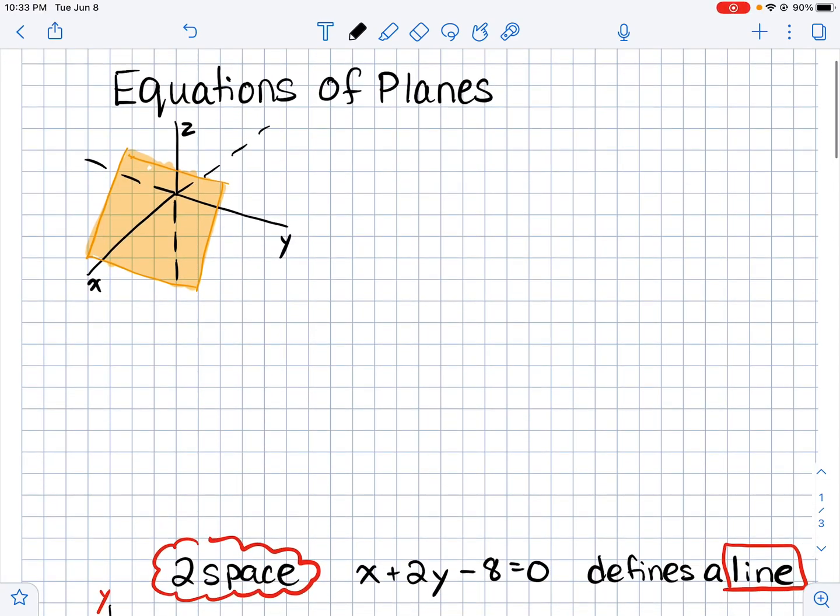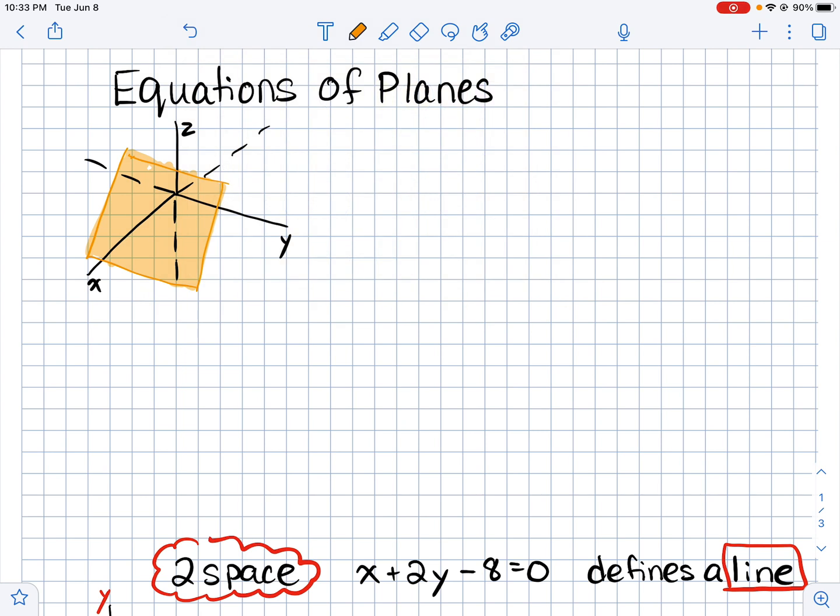Okay, here's a video on equations of planes. So when we're talking planes, we're talking this thing here. We're going to talk about planes in 3 space. So we've got an X, Y, and a Z axis, and this is kind of how we draw a plane.